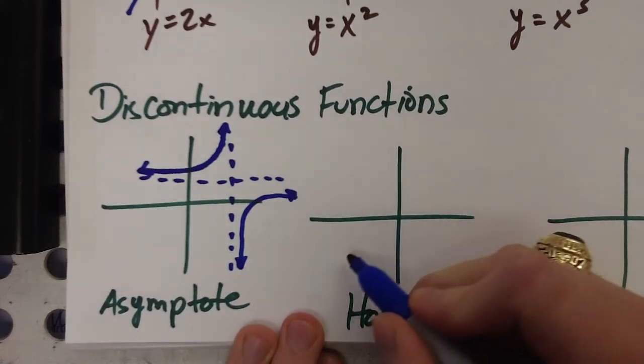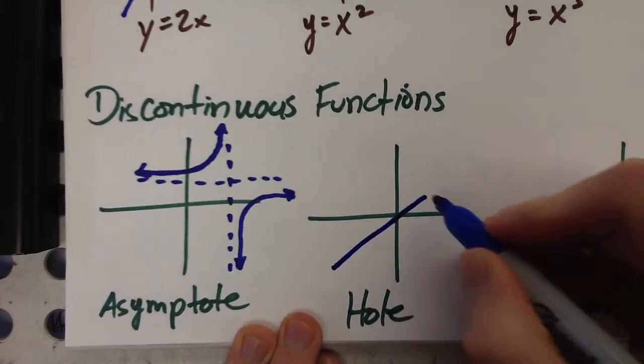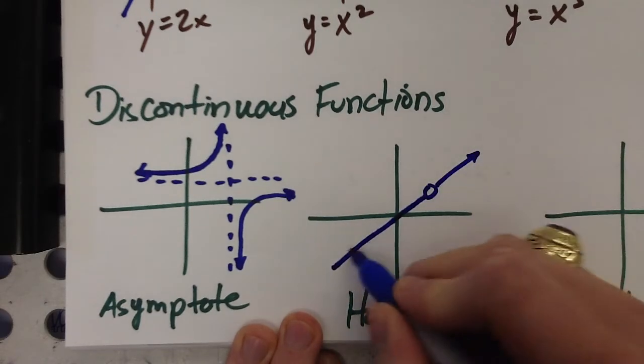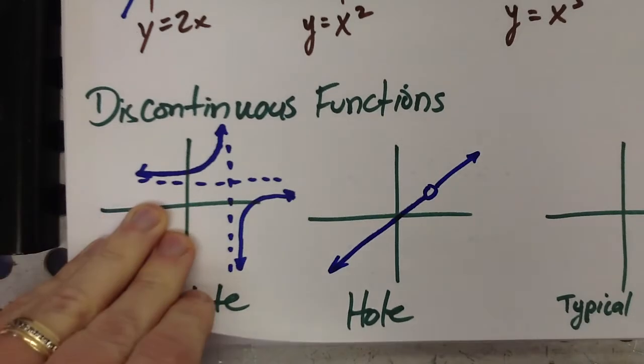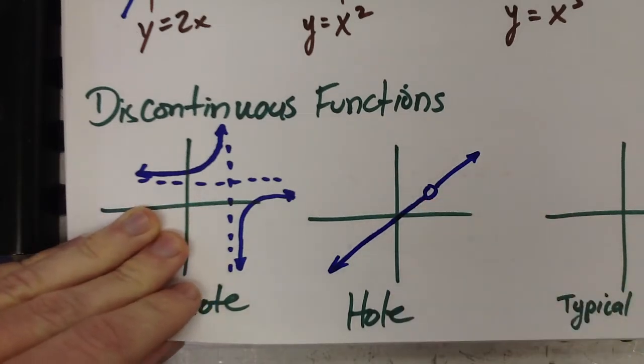All right. A hole can be in any kind of graph, but you're missing a point. Somewhere along the way, you're missing a point that you just can't graph. I look like I'm crazy over here talking to myself.